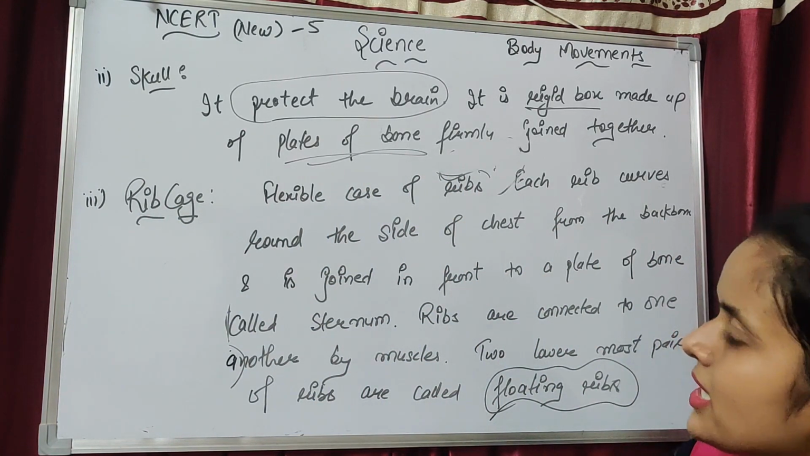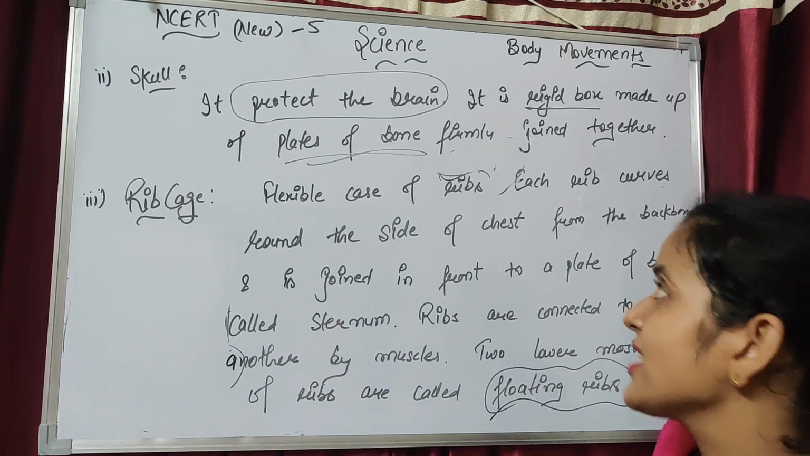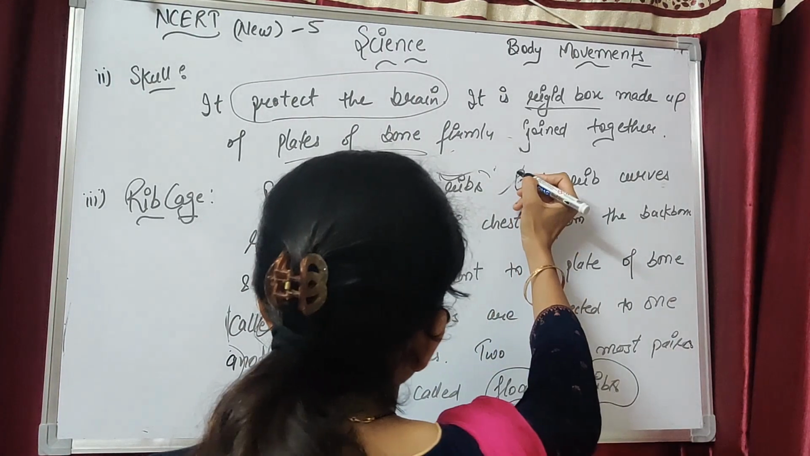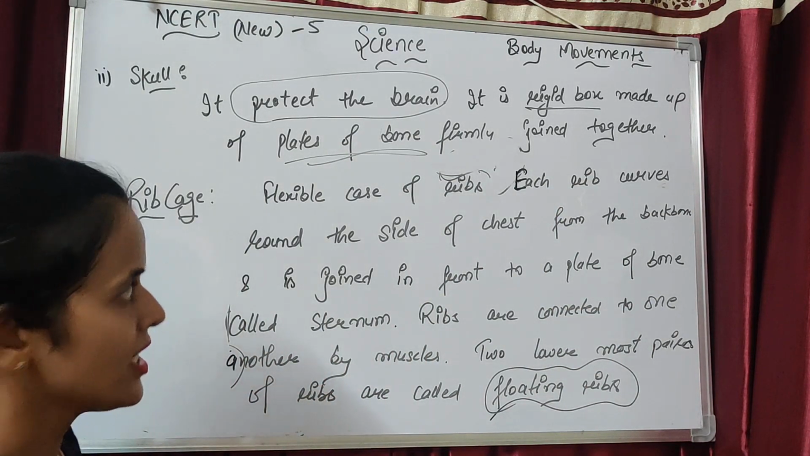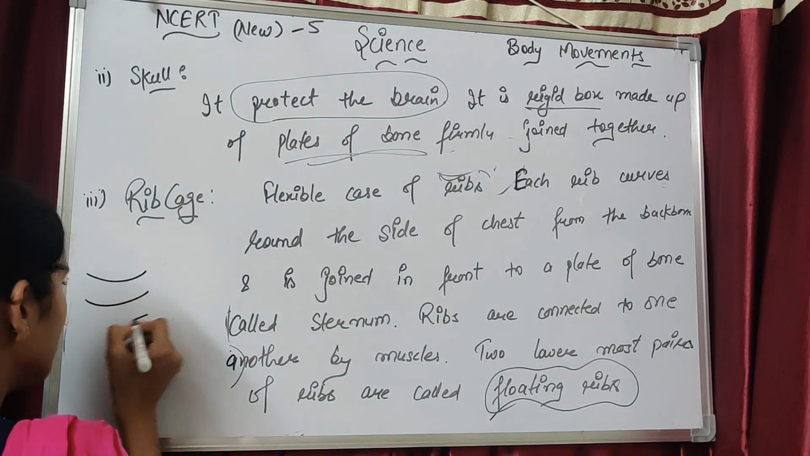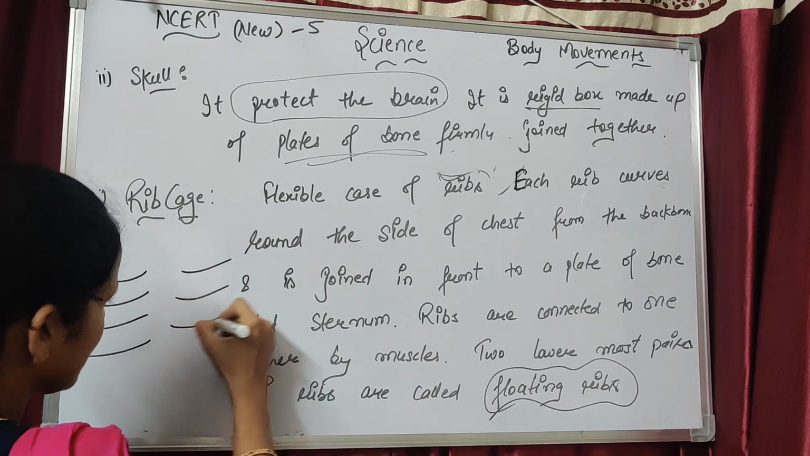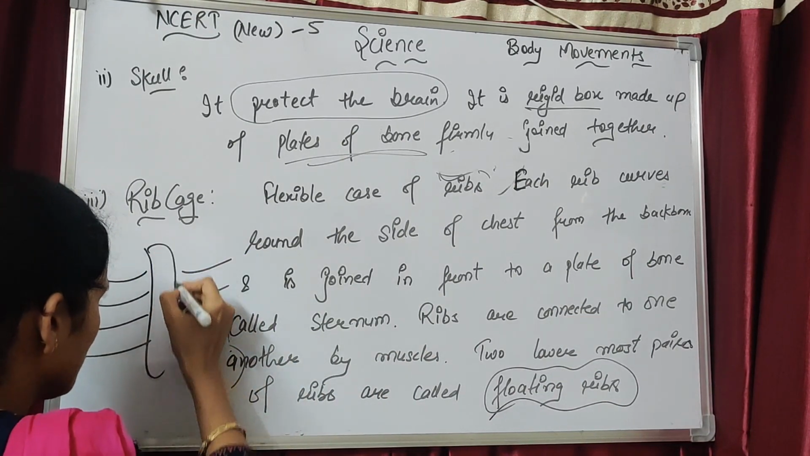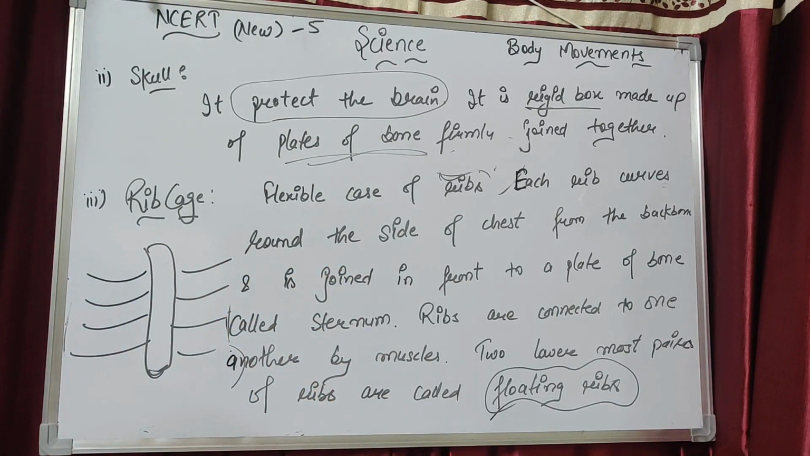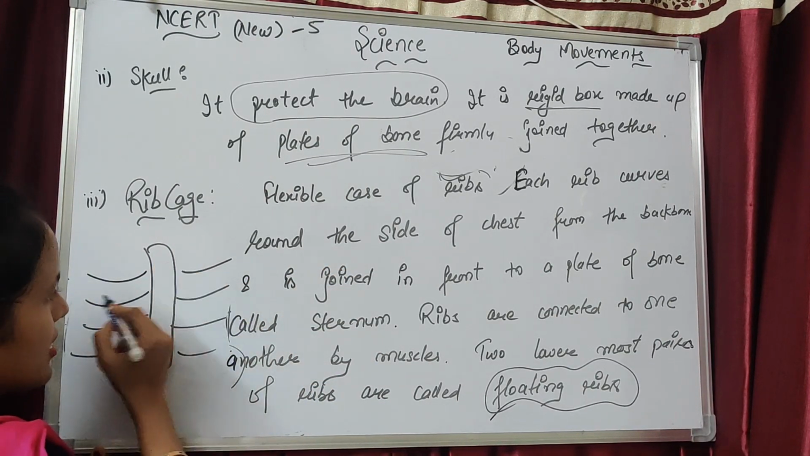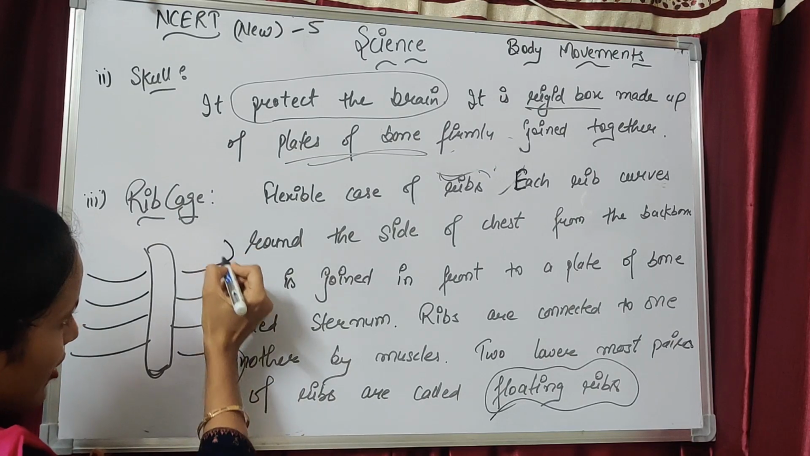And next is the rib cage. The rib cage is a flexible case of ribs. Each rib covers round the side of the chest. Look here, I am drawing here. These are the ribs, and this is our backbone on the back side. So, a flexible case of ribs, each rib covering round the side of the chest.